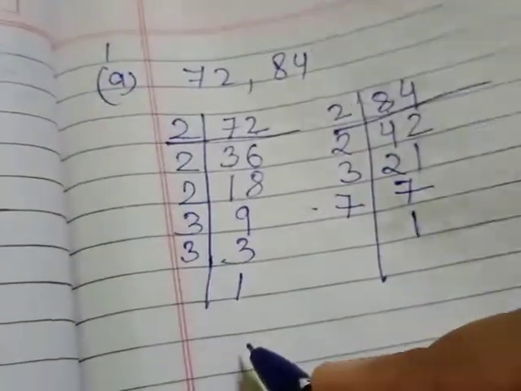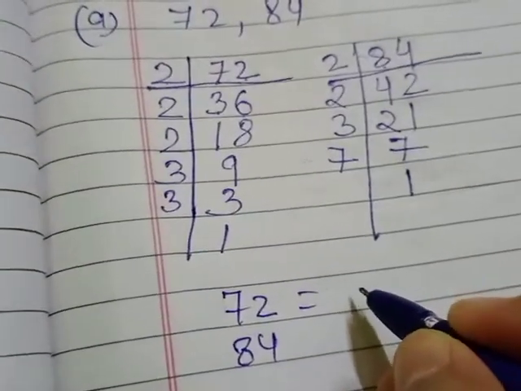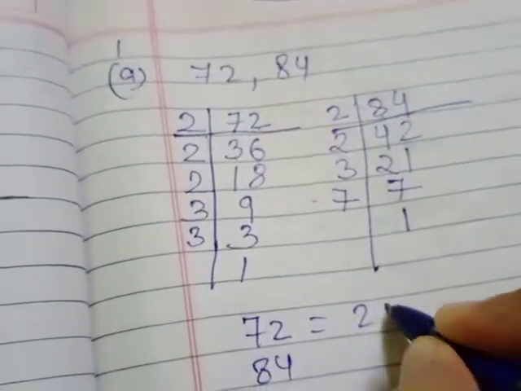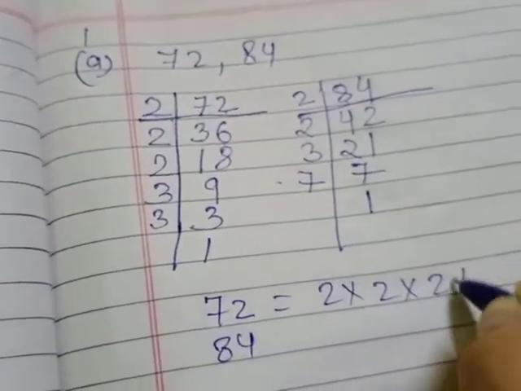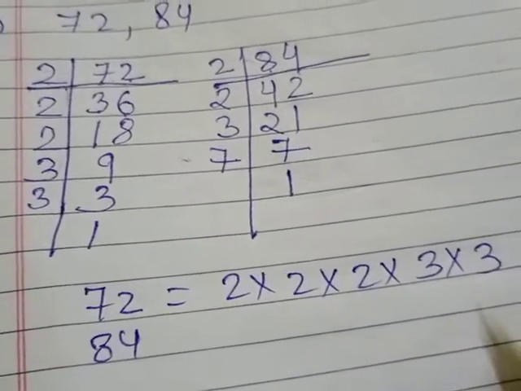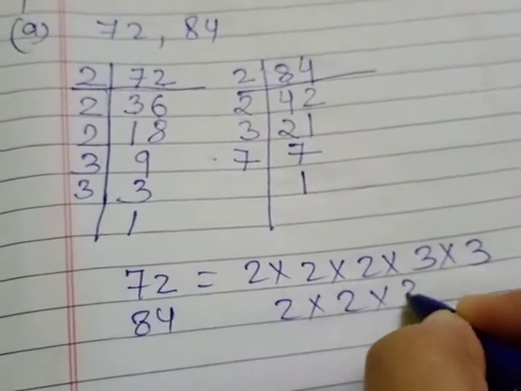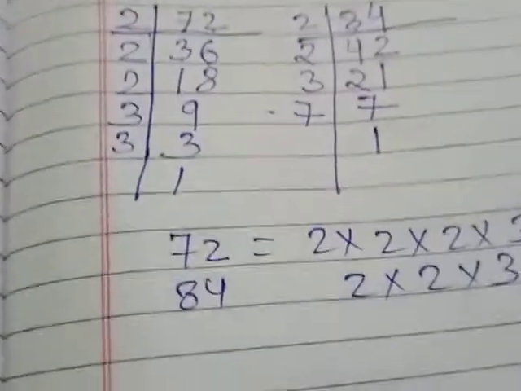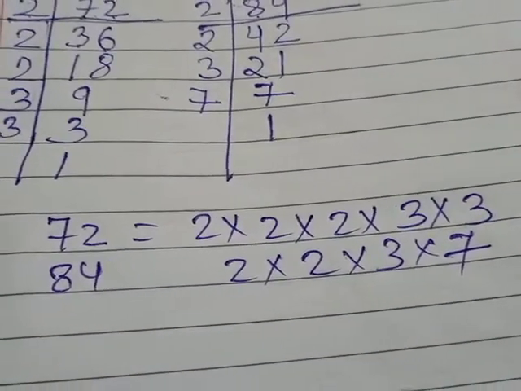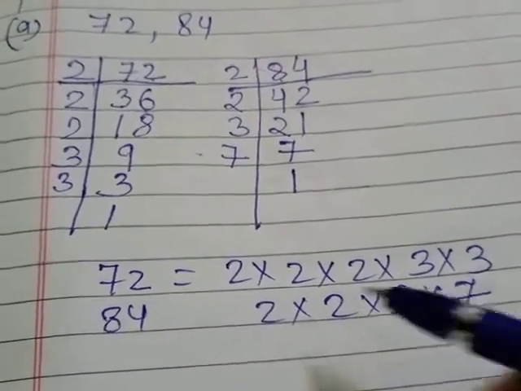So then the next step is 72 and 84. What are the prime factors of 72? All these numbers are the prime factors. We'll write like this. These are the prime factors of 72. Then we will write the prime factors of 84. What are they? 2 into 2 into 3 into 7. After writing the prime factors, we will see the common factors. Common means those which are there in both the numbers.